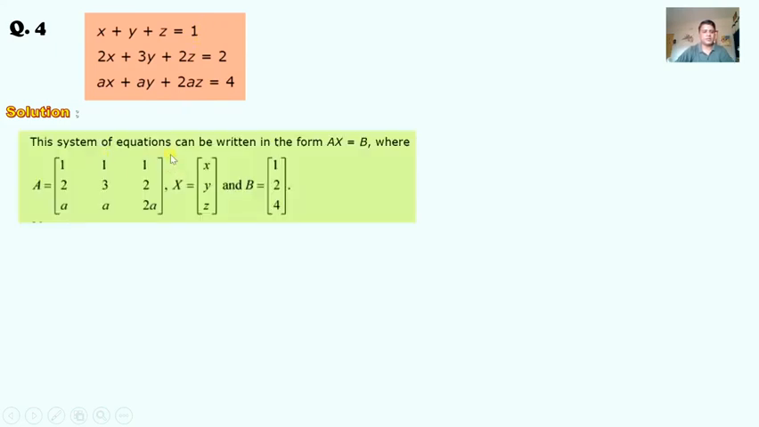So the system of equations can be written, always you have to write as I told you earlier, Ax is equal to B, where A is equal to 1 1 1, 2 3 2, a a 2a, x is equal to x y z. How many variables are here? We have three, x y z, so we have written x y z, and B is equal to the right hand side of this particular question.